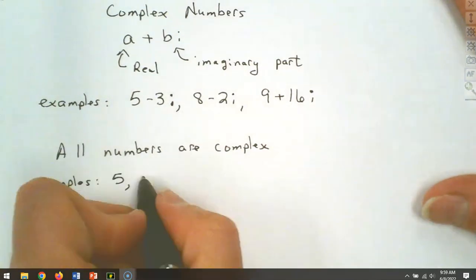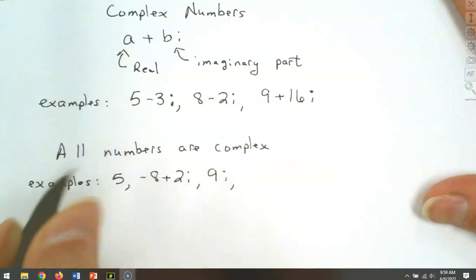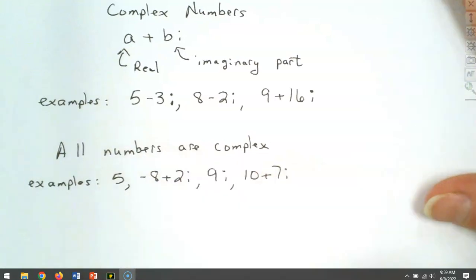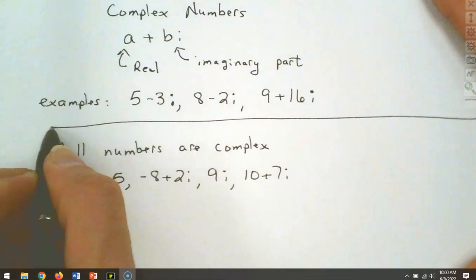So these are all going to be complex numbers. 5, minus 8 plus 2i, complex number. 9i. 10 plus 7i. Every number that we have worked with is complex. It doesn't matter whether it's got a real part, an imaginary part only, or both. Everything that we work with is now considered complex. Used to, we called them real, but now we have another level, and that's called complex. And then we have real and non-real. So all numbers are complex.